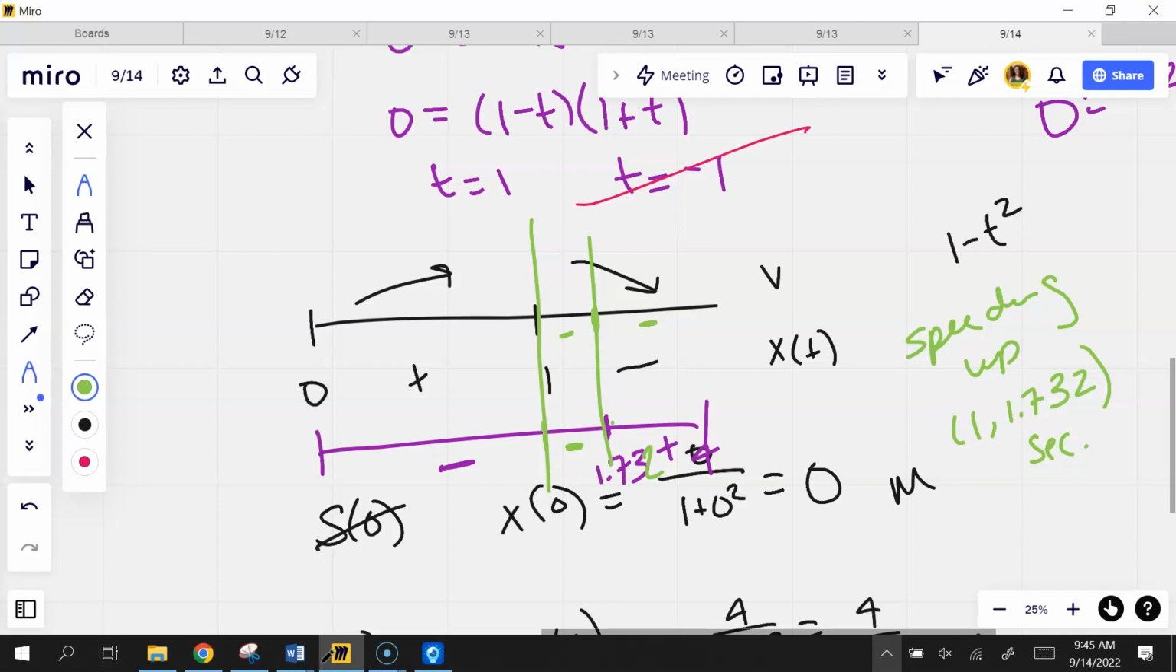Are you feeling any better about particle motion? This was a hard one. Right and left, positive, negative. Up is right, down is negative. Do you need me to do number 3?